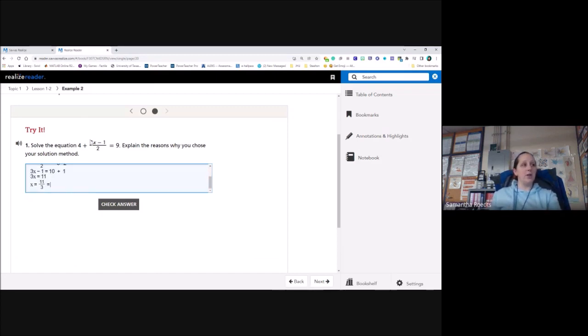So if I have 11/3, I'm going to substitute 11/3 in for this x up here. So 11/3 times 3 gives me 11. 11 minus 1 is 10. 10 divided by 2 is 5. 5 plus 4 is 9. Okay.